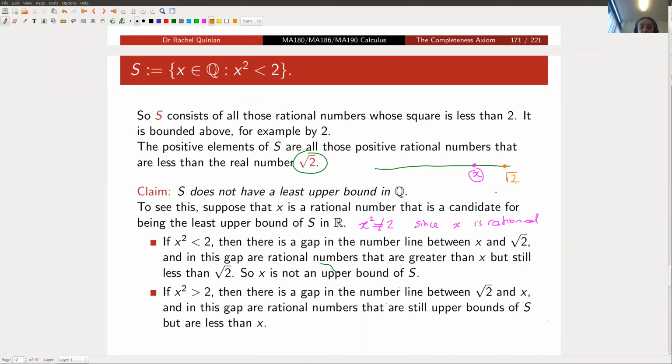And in that gap are more rational numbers that are greater than x, but still less than the square root of 2, so still elements of S. So in that case, x can't be an upper bound for S. It certainly can't be the least upper bound for S.